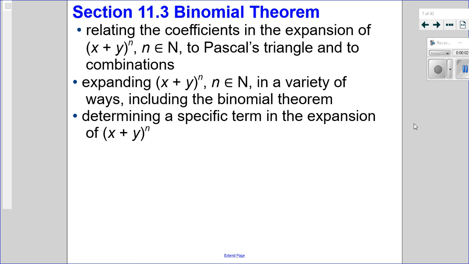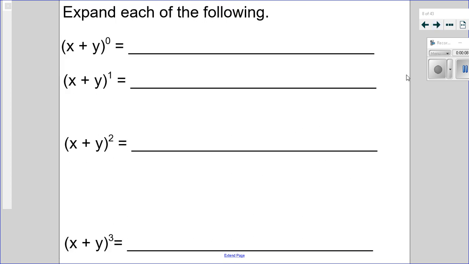Hello, Matthews, Gatos here. Welcome to section 11.3 Binomial Theorem. In this video, we're going to look at ways to expand binomials such as these using patterns. But before we can come up with the patterns, we need to do these by hand ourselves so we can see what the patterns are.